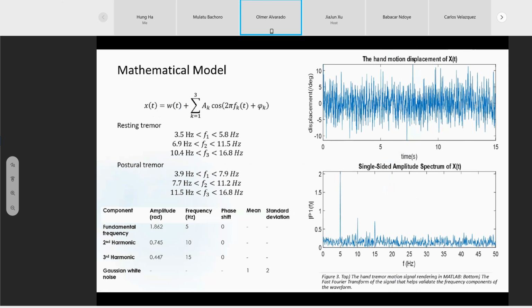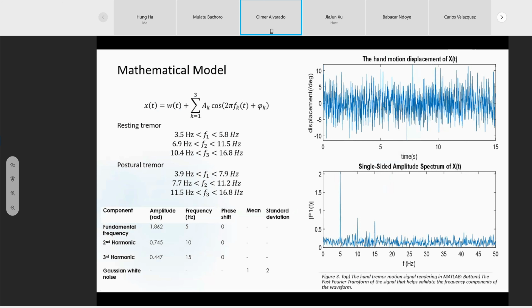So the mathematical expression is one of the most important aspects of this project. Based on the literature review, like I mentioned, we can model PD tremor motion as a sinusoidal signal with a fundamental frequency, the second and the third harmonics, as well as a white noise component, where the frequencies of the fundamental and the second and third harmonics lie within these ranges for resting and postural tremor.